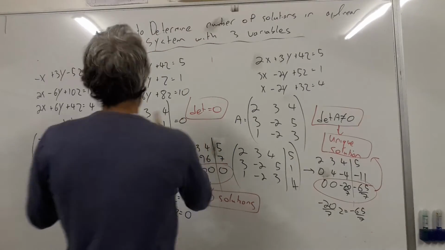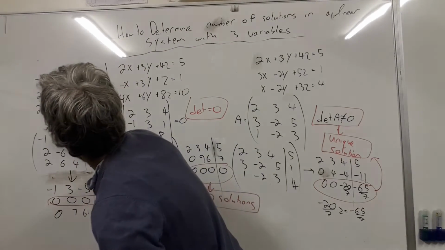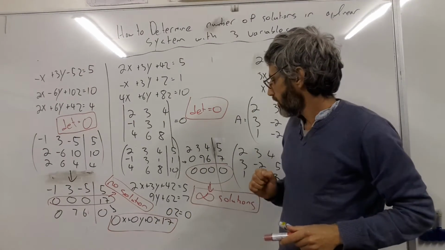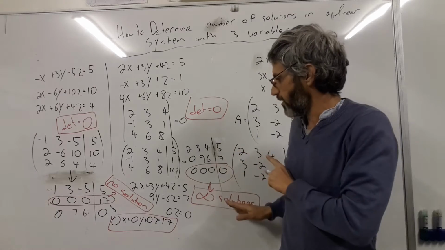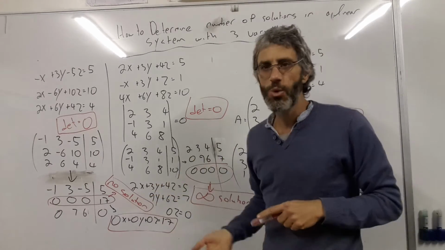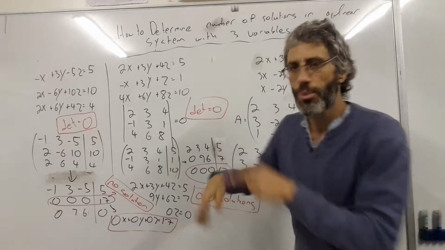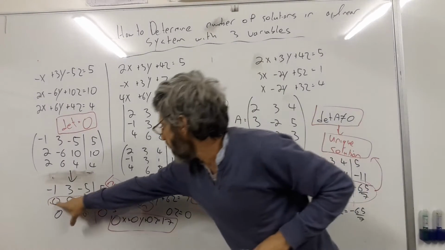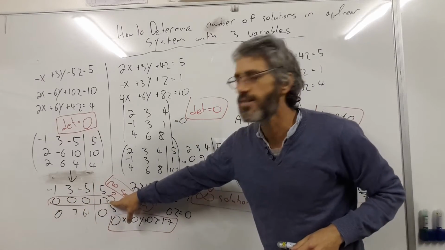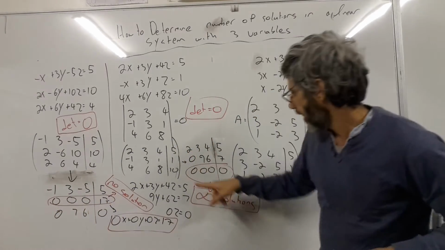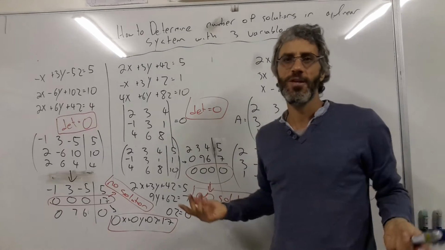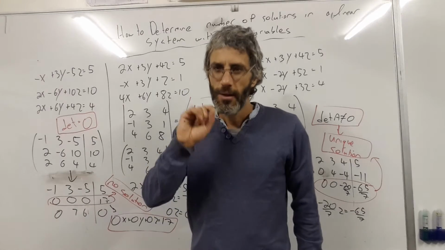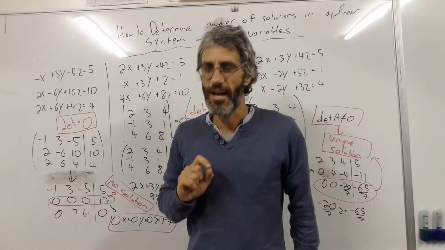If the determinant is 0, then either there are infinite solutions or no solution. What do we do? The best thing to do is row operations: reduce the rows, get as many zeros as you can. If you end up with a row of 0s but a number on the other side, no solution. If it's a full row of 0s, infinite solutions. That's it.